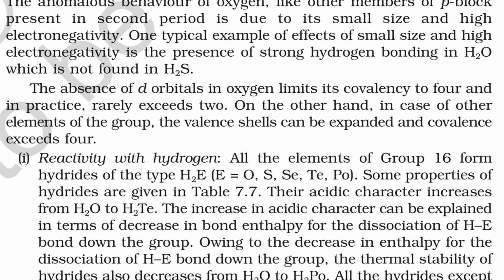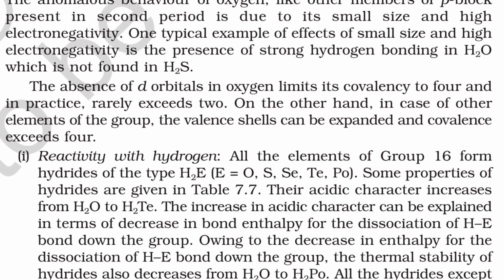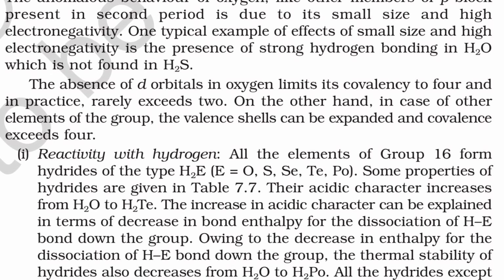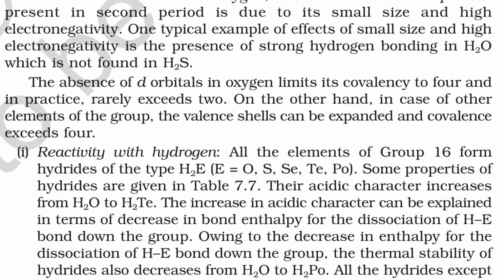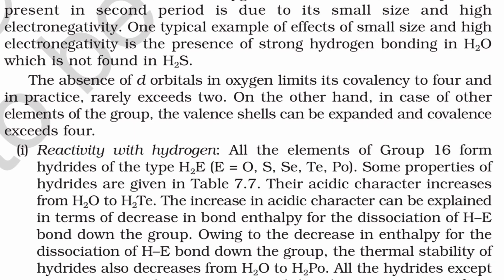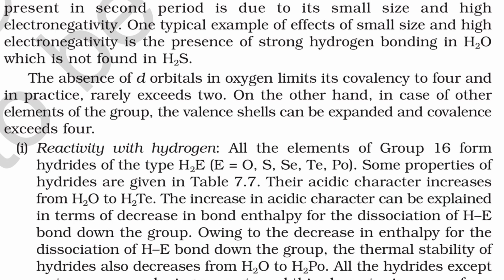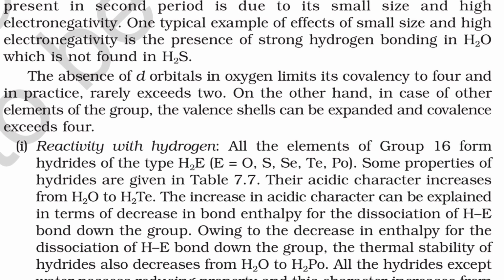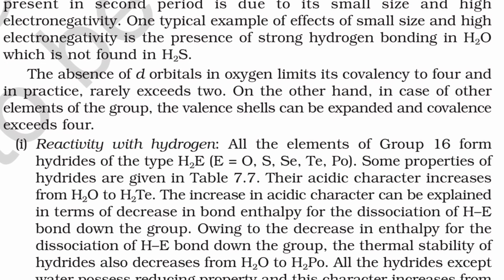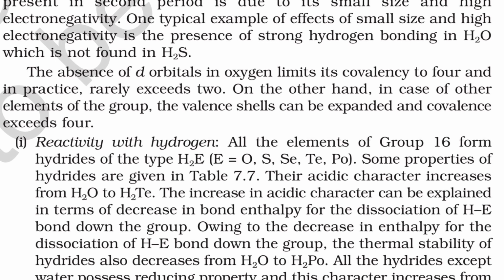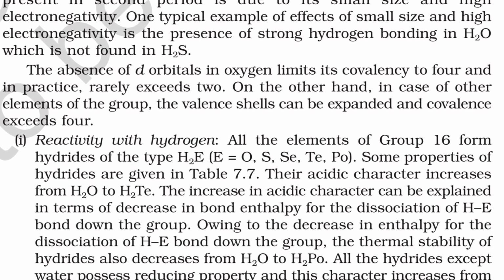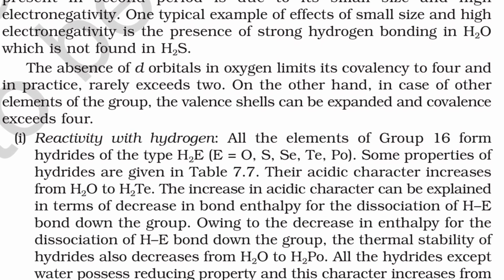The absence of d orbitals in oxygen limits its covalency to 4, and in practice it rarely exceeds 2. H3O+ you can expect, where it is 3, but 4 we didn't notice. These lines are not there. On the other hand, in case of other elements of the group, the valence shells can be expanded and covalence exceeds 4. Now you can go up to 6, SF6.